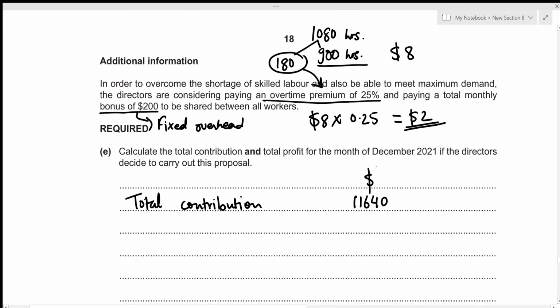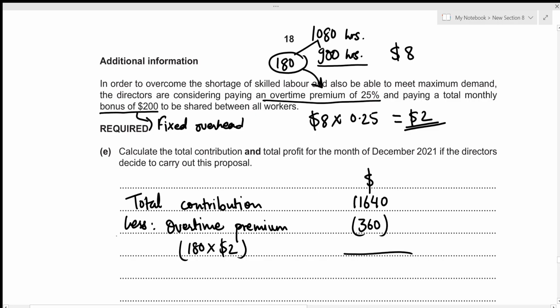But what we know is that for 180 hours, we need to pay an extra overtime premium. So overtime premium obviously reduces the total contribution. So we need to subtract the overtime premium. So we're paying the premium for 180 hours and the premium is $2 per hour. So this gives the total overtime premium to be $360. Okay, so if we subtract this value, we get the total required contribution now, which will be 11,640 minus 360, resulting in 11,280.